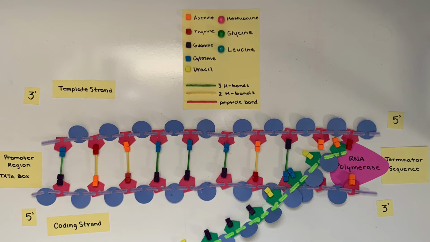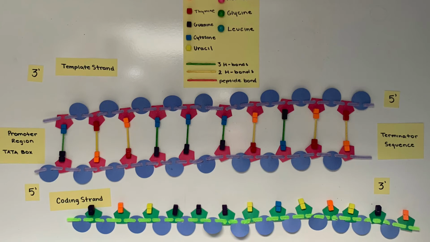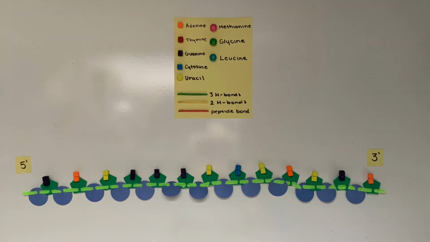Next is termination. At the end of a gene, there is a terminator sequence that signals the RNA polymerase to stop transcribing. The mRNA strand and polymerase are then released and the DNA remains unchanged. The terminator sequence is a string of adenines in eukaryotes and a hairpin loop in prokaryotes. Post-transcriptional modifications are also a part of transcription.